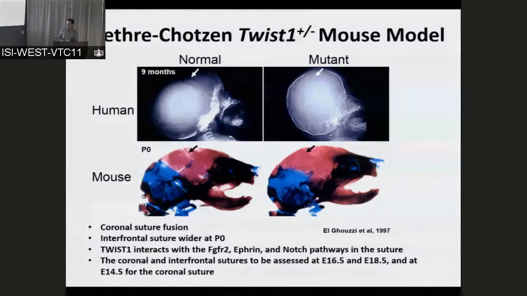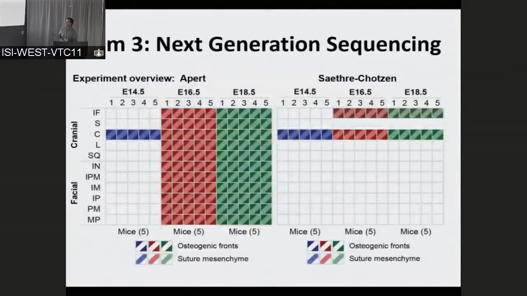Twist 1 also interacts, as I've said, with FGF receptor 2 and other pathways in suture fusion. We'll be looking at a very limited number of sutures: the coronal and interfrontals at E16.5 and E18.5, and the coronal also at E14.5. These tables show that again for the APIT. We're doing pretty much exactly the same sutures as for the wild type. For the twist 1 mouse, we're just doing interfrontals as our first year goal, and then we'll be doing the coronals after that.